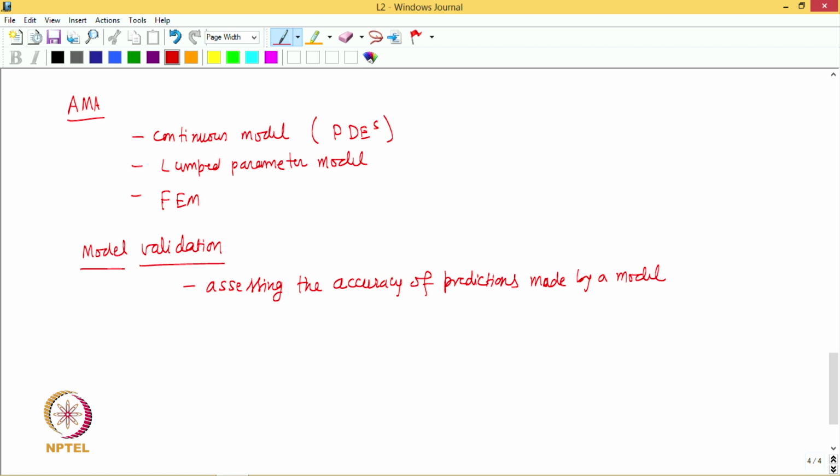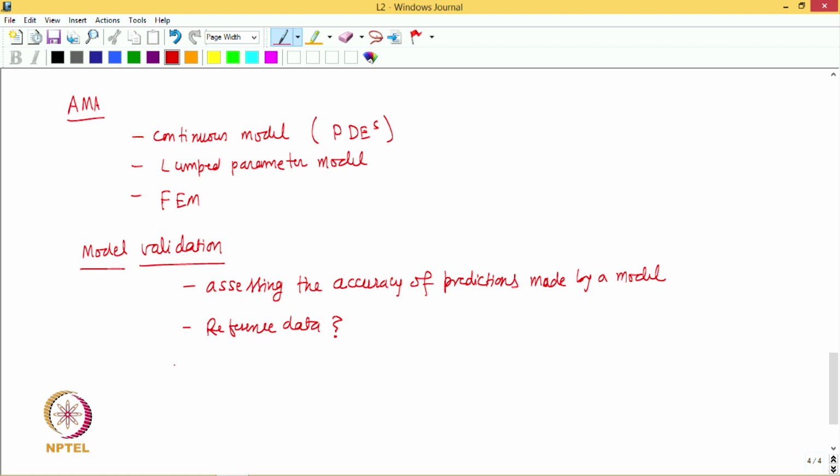Now, to assess the accuracy, we require reference data against which we can compare the results of the model, right, and that reference data must be accurate. So, therefore, we require what is called reference data, right. Experimental model analysis can be used to obtain accurate model characteristics of the structure, and these estimates can be used as reference data for validation of the models, whether it is a lump parameter model or a finite element model.